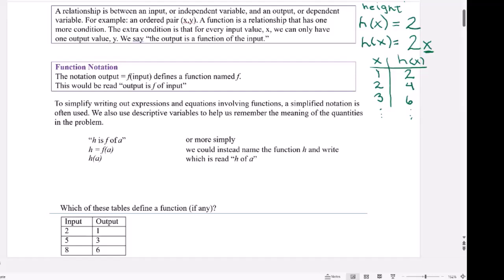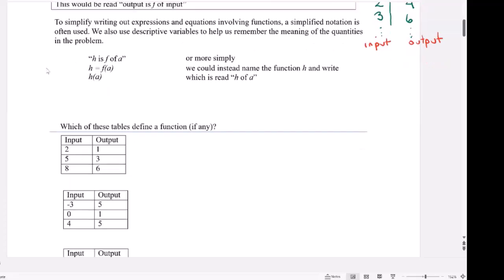So I don't want to get too detailed yet. We'll get more detailed soon, but that's basically what we're talking about. So I would read this as h of x equals, and then whatever my function is, okay? This is my input, and this is my output, okay? All right, let's continue on.